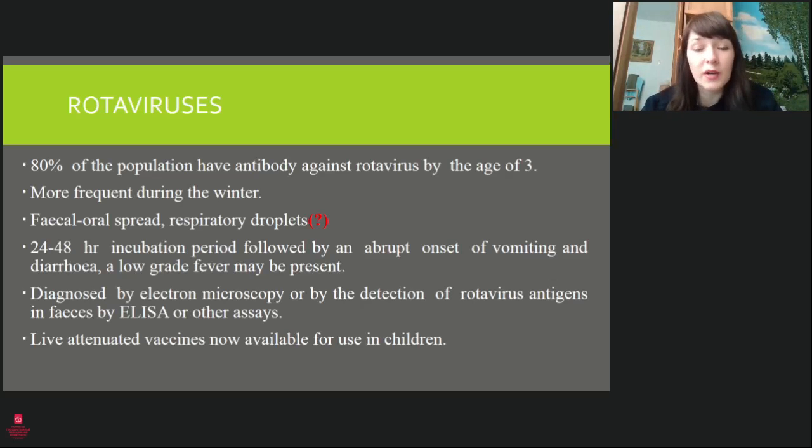Fecal-oral spread, respiratory droplets; this fact is debated now. 24-48 hour incubation period followed by an abrupt onset of vomiting and diarrhea. A low-grade fever may be present. Diagnosed by electron microscopy or PCR or ELISA and other assays. A live attenuated vaccine is now available for use in children.